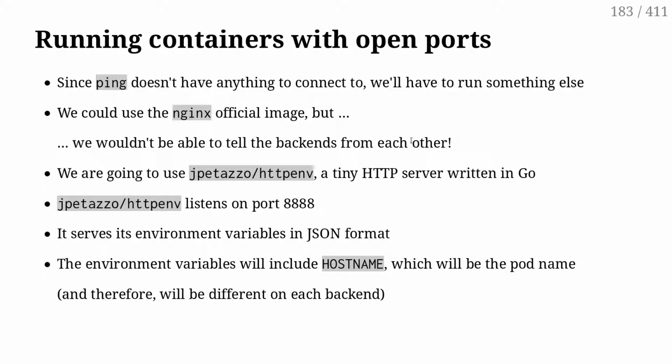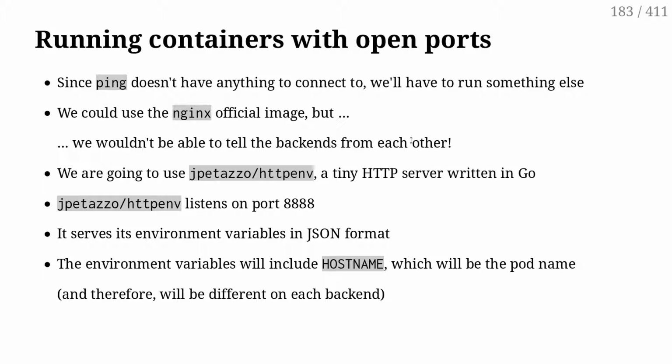For our first exposed service, we are going to use an image called jpetazzo/http-env. We could use just Nginx or Apache or some really simple web server like that, but I wanted to use an image that allows us to see the different backends. If I have, let's say, 5 Nginx servers and I connect to them, nothing will tell me which of the 5 servers I'm talking to. They will all tell me, oh, welcome to Nginx. So instead, we are going to use a little custom HTTP server that will tell us on which pod it's running.